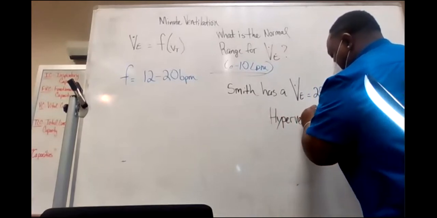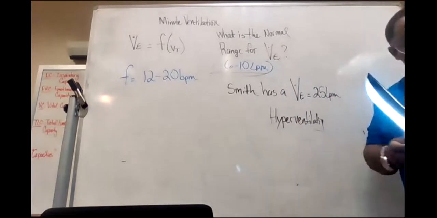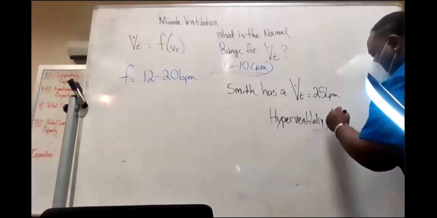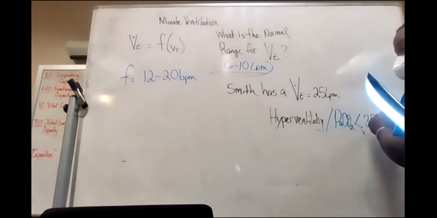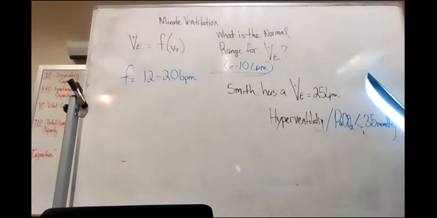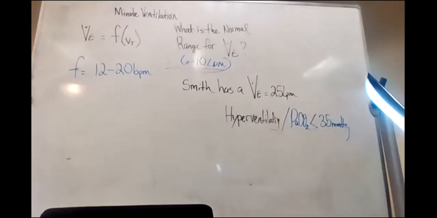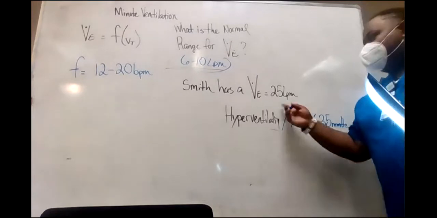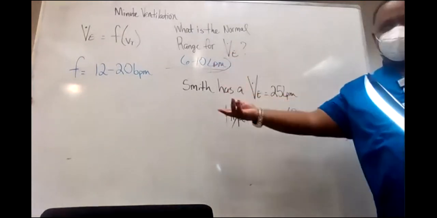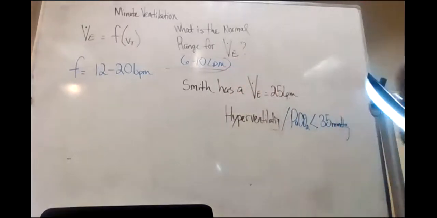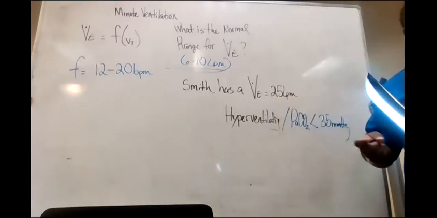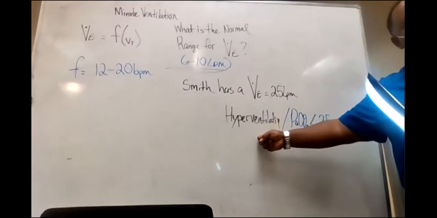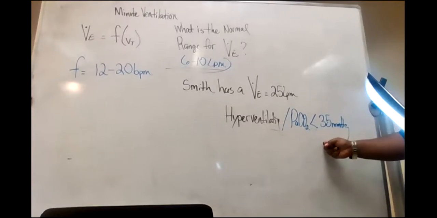Hyperventilating, and his CO2 would have to be less than what? Good. And his PaCO2 would have to be less than 35 what? Millimeters of mercury. Good. These are the assumptions we can make, guys, with the minute ventilation. See how they come together? We know that the normal respiratory rate is 12 to 20. You just gave me the normal minute ventilation with the normal tidal volume, right? 6 to 10. If Mr. Smith's minute ventilation is all the way up to 25, you said he's hyperventilating. And if he's hyperventilating, we can assume his CO2 is less than 35.